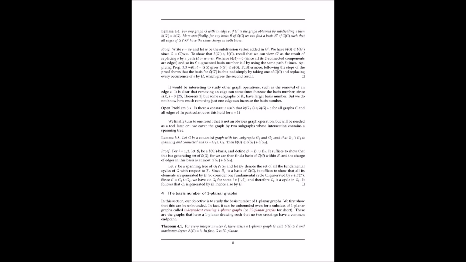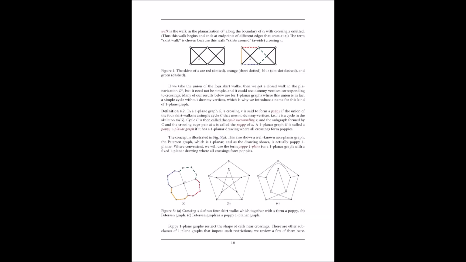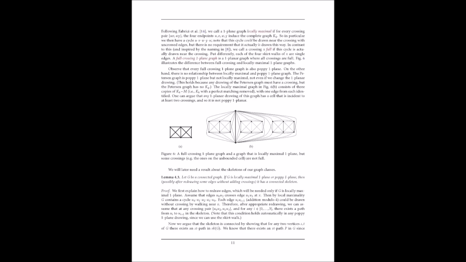Now, the basis number comes in when we try to find a minimal set of cycles that can be combined to generate any other cycle in the graph. Think of it like a set of basic building blocks for cycles. I'm starting to see the connection here. So a smaller basis number means the graph is, in a way, more efficient with its cycles. Exactly. It means you can create a wider variety of cycles using a smaller set of fundamental cycles.